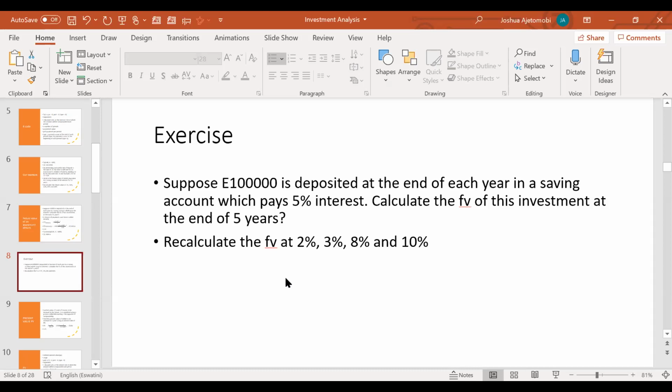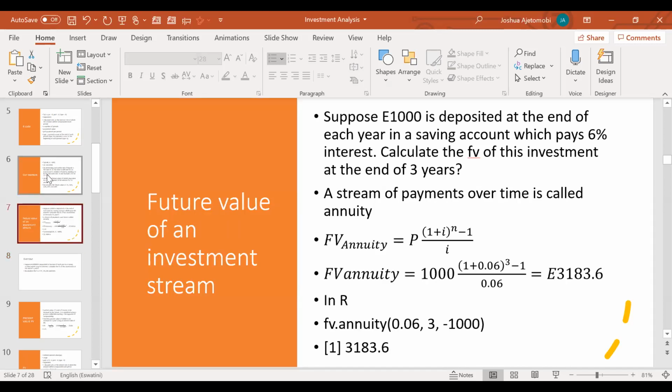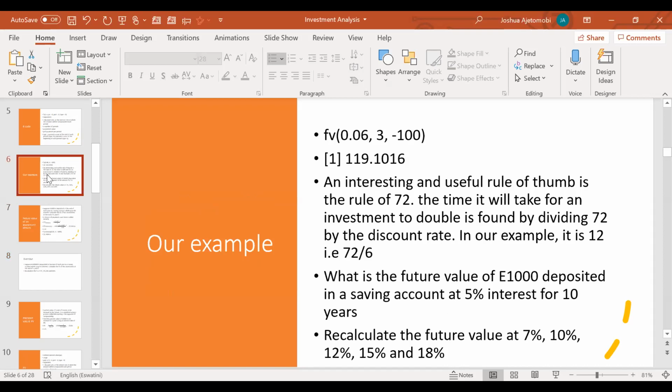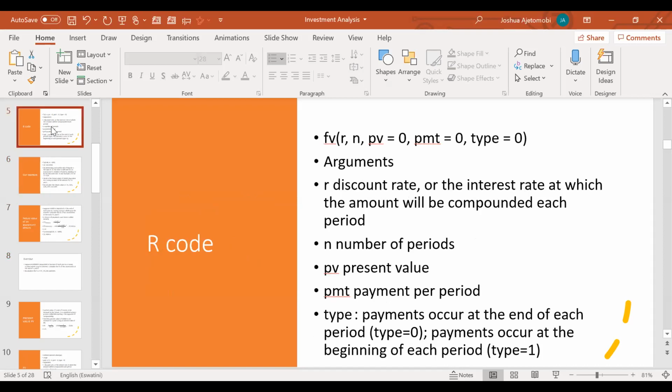At the beginning, what does it mean? It means it's deposited at the beginning of each year. So which one would I use to calculate? It's the same procedure, but you will now add one more argument. Let me show you what you will do. You will say type equals 1 if it's at the beginning. But the one that we are doing is type equals 0.